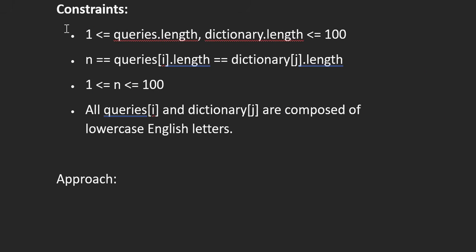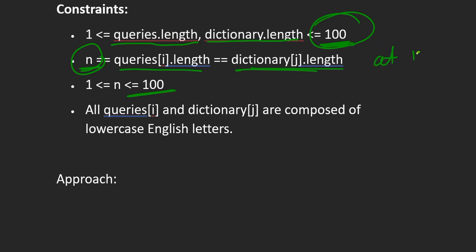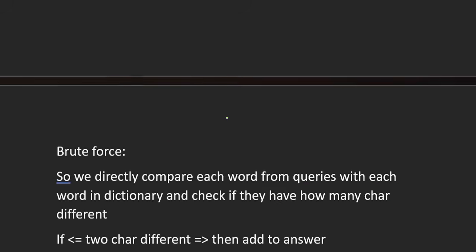So let's see the constraints. The number of words in the queries array and the number of words in the dictionary array can be up to 100 only, right? Each word in the queries array and each word in the dictionary array can at max have a length of n, where n is also less than or equal to 100, meaning each word can have at max 100 characters, right? And all elements in both arrays are made up of lowercase English letters. So let's start with the approach.